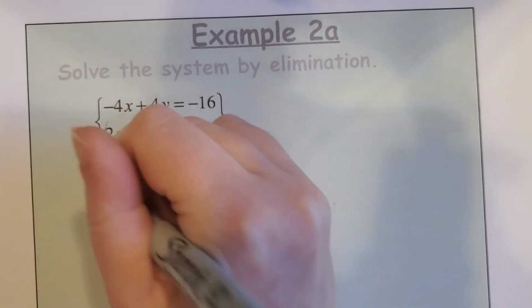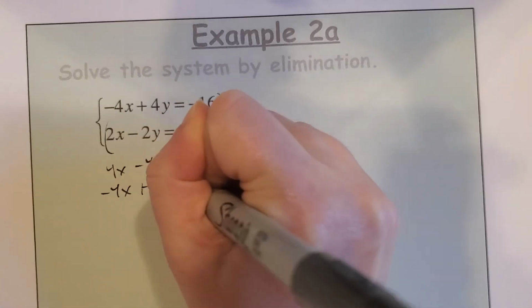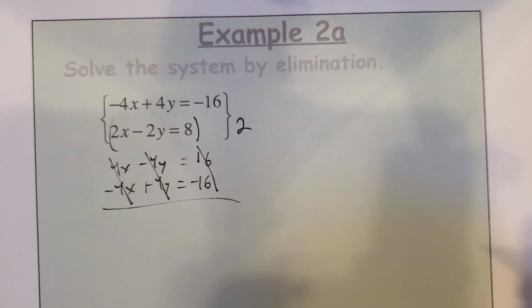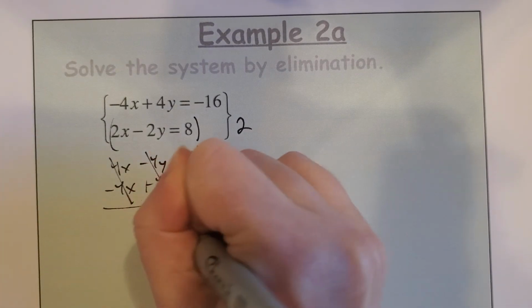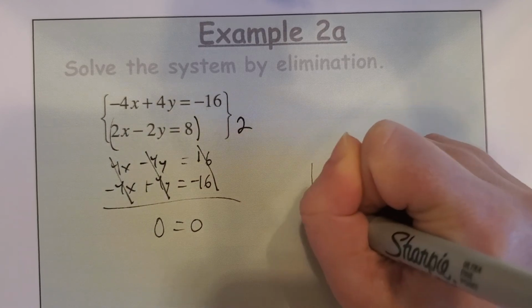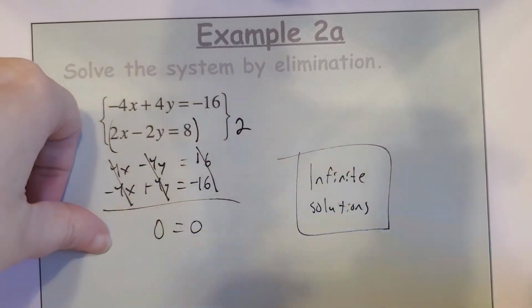I'm going to rewrite this. Negative 4x plus 4y is equal to negative 16. And once again, everything ends up canceling out. So you're left with 0 equals 0, which means there are infinitely many solutions to this problem.